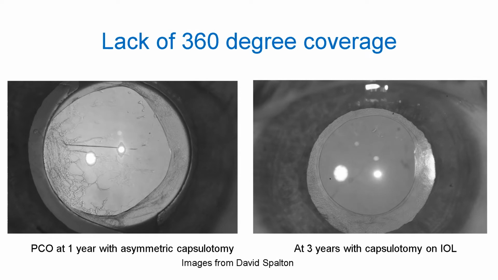And here we can see from these two pictures what happens when you have a lack of 360-degree coverage. On the left, there's PCO at 1 year with an asymmetric capsulotomy. On the right, where there is a capsulotomy with 360-degree coverage of the IOL at 3 years, there's no significant PCO at all. I'd like to thank David Spalton for these images.